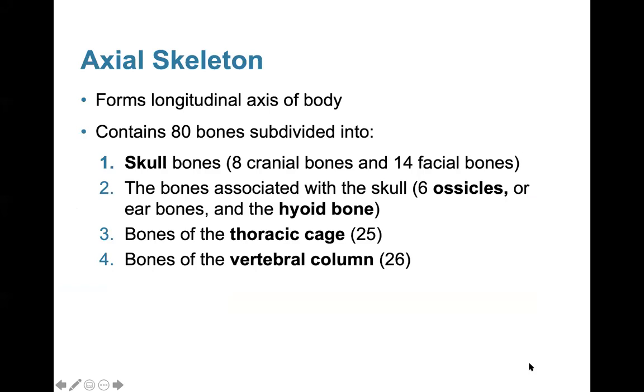Bones of the thoracic cavity or cage, which will include 25 bones, essentially 12 pairs of ribs, which is 24, and a sternum, which is your breastbone. And bones of the vertebral column, which are your vertebrae, and there are 26.